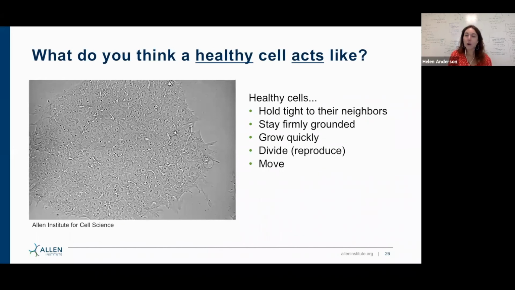Healthy cells tend to hold tight to their neighbors. As I mentioned, they're holding hands very closely. They stay firmly grounded, or well connected, to that plastic surface that we grow them on. They also grow quickly, grow big and strong. They divide, which is the way that cells reproduce. And they also move around.